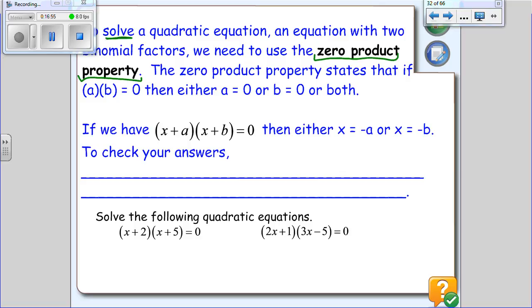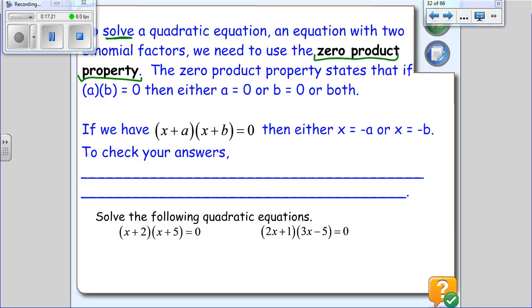The zero product property is just a basic rule that we already were just talking about. The zero product property means anything times 0 is equal to 0. You've known that for a long time. The idea of understanding that 0 times anything equals 0 is called the zero product property. And we're going to use that to solve quadratic equations.